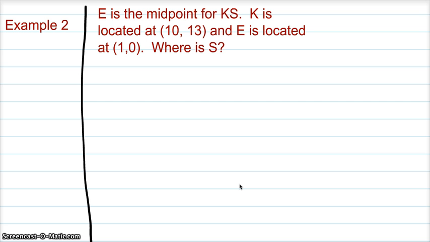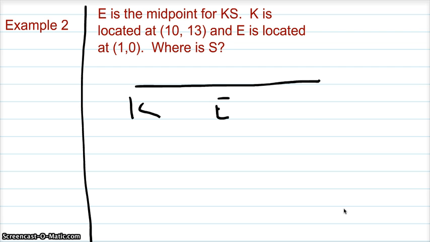Okay, example 2 is E is the midpoint for KS. K is located at 10, 13, and E is located at 1, 0. Where is S? So again, I do suggest you draw a picture. So E is the midpoint for KS, and K is located at 10, 13, and E is located at 1, 0.